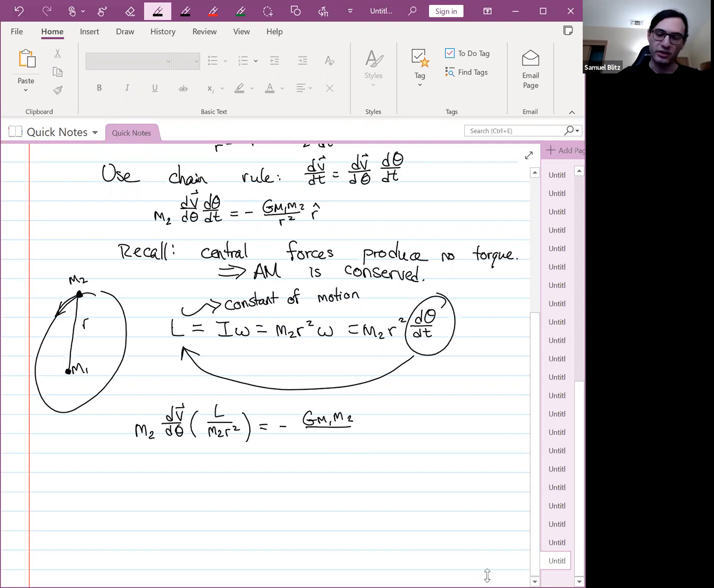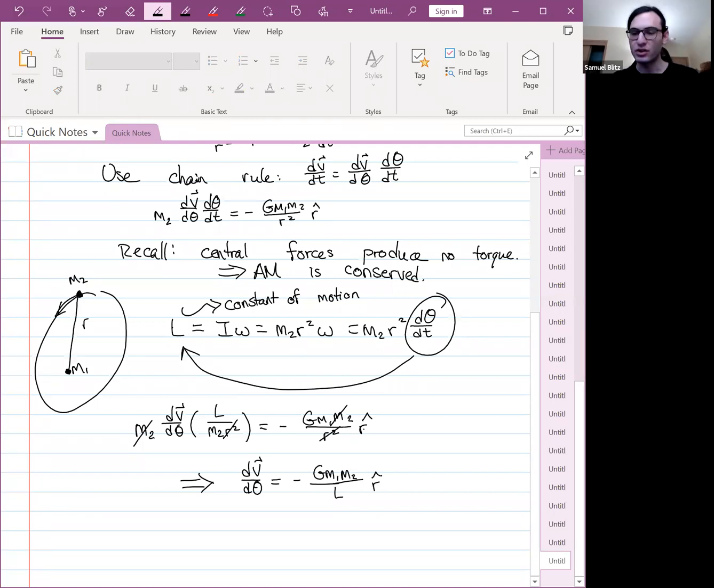Right, so this is minus g m1 m2 over r squared times r hat. And so we can just do some cancellation, right? So m2 is going to cancel with m2, r squared is going to cancel with r squared. So what we're left with is dv d theta equals minus g m1 m2 over L. Remember, L is the angular momentum here, times r hat.